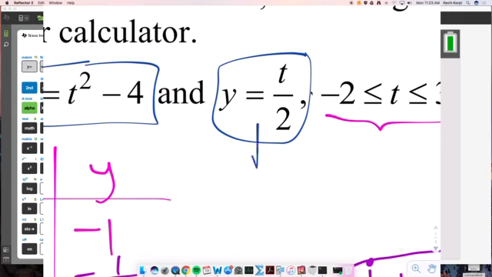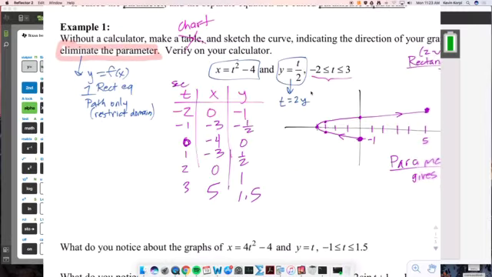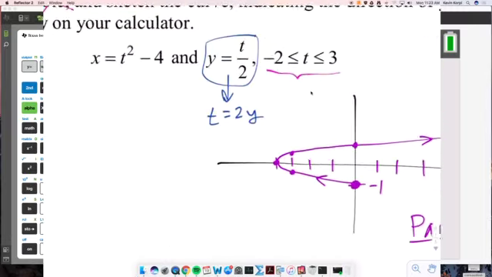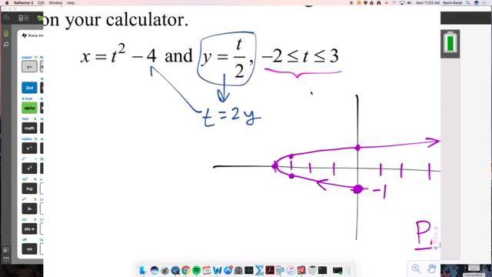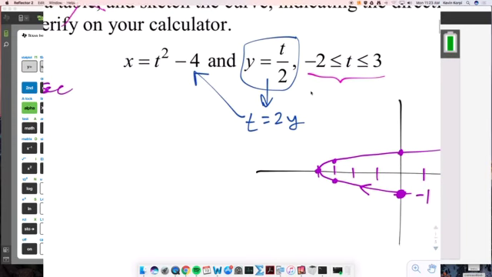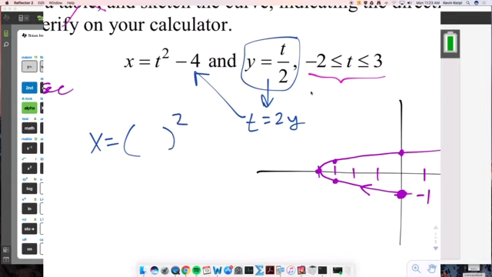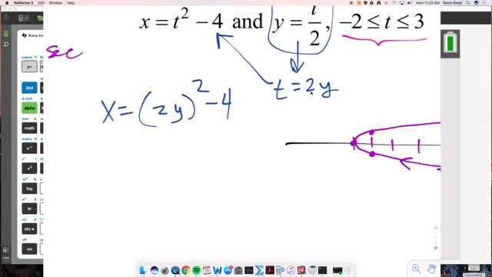I think it's easier to solve the y equation for t, don't you? So t would equal 2 times y. Let me clear this little table, this chart out of the way so we have room. If t is equal to 2y, then I can plug it in over there, and we get x equals t squared minus 4. Well, that's going to be the quantity 2y squared minus 4, which when we simplify it is 4y squared minus 4.